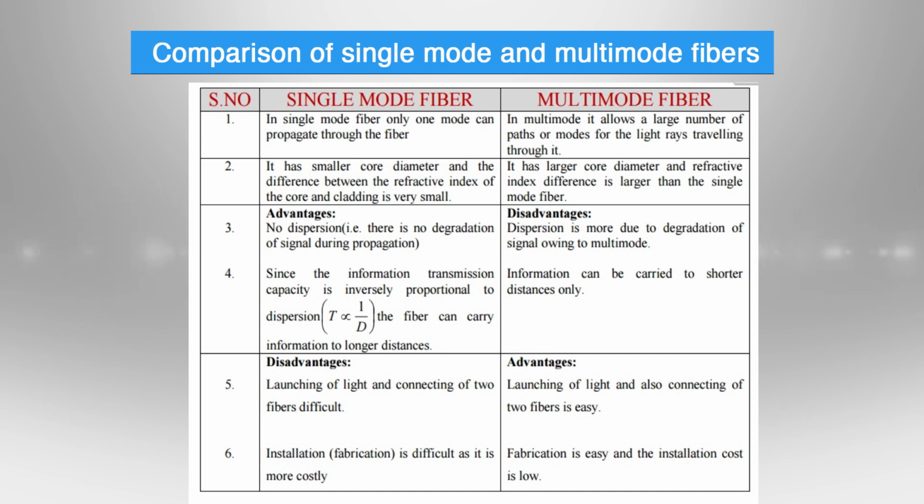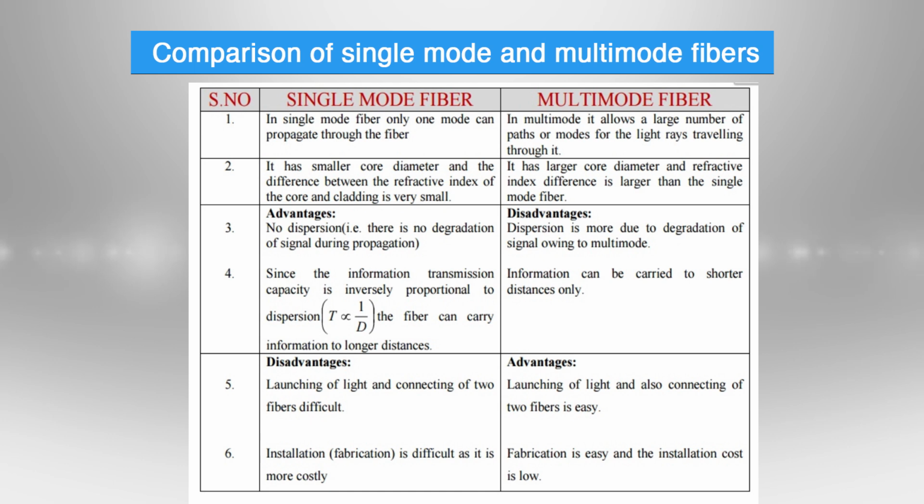If we compare the installation and alignment charges of both the fibers, then single mode fibers require precise alignment due to smaller core size, whereas multi-mode fibers are easier to align due to larger core size. Signal quality: in case of single mode fiber, better signal quality over long distance is available, whereas in multi-mode fiber, more signal degradation over long distance due to modal dispersion is available.